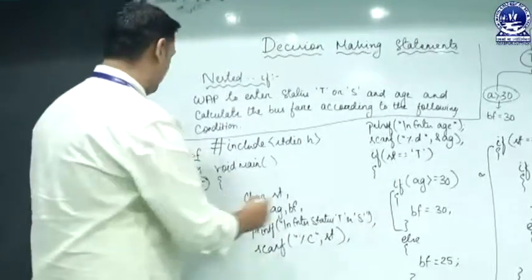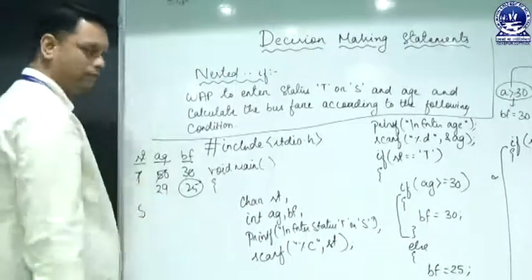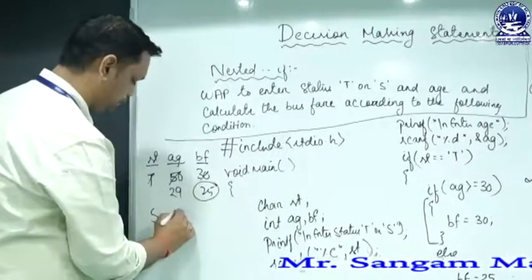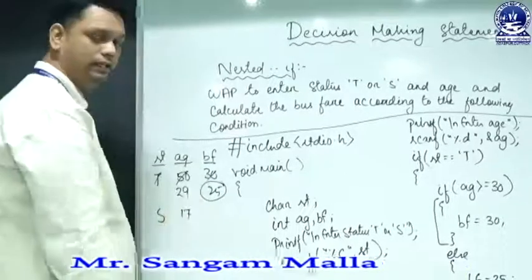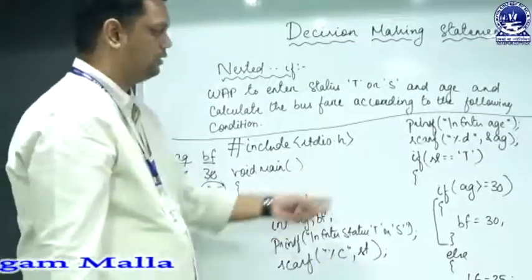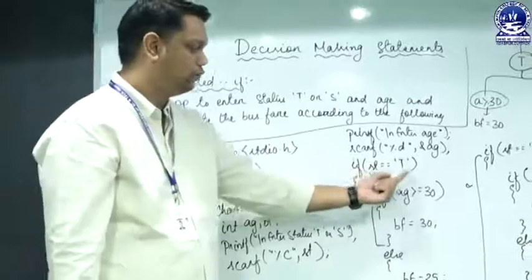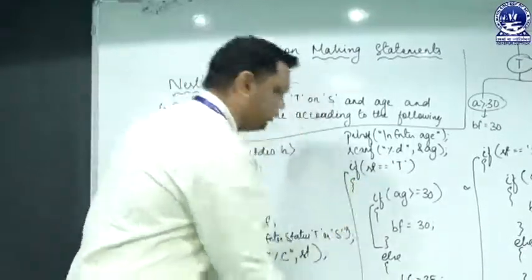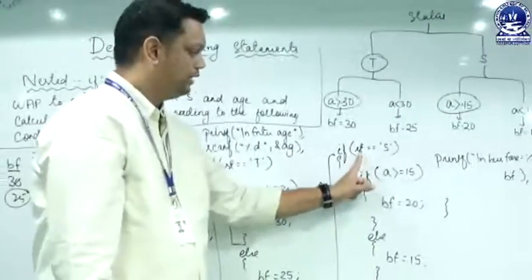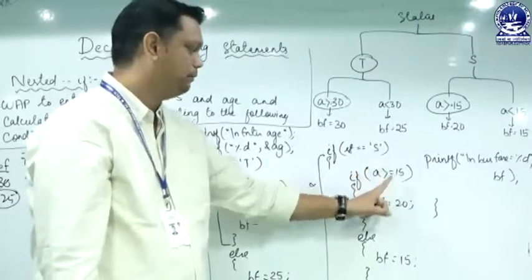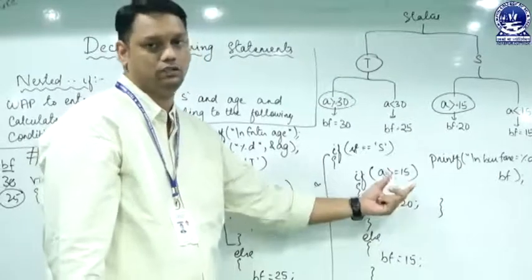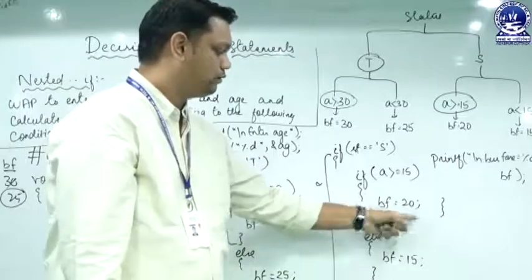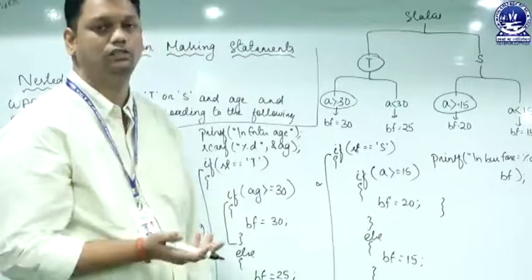Similarly, if we take the status as S and the age of the person is, let's say, 15 or 16 or 17, anything. It will check status is equal to T, S is equal to T, false, S is not equal to T. So it will not enter this block, it will come over here. Now S is equal to S, yes, condition satisfied. Now 17 is greater than 15, yes, true. So it will enter this if block and store 20 in BF. That means the bus fare is 20 rupees.